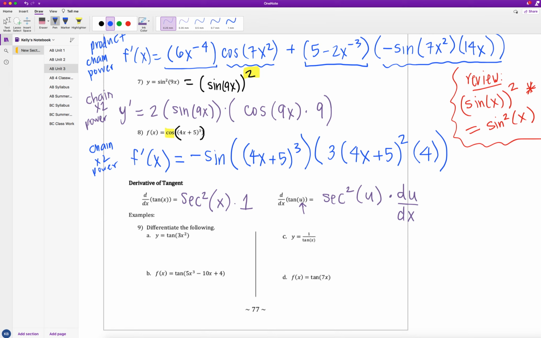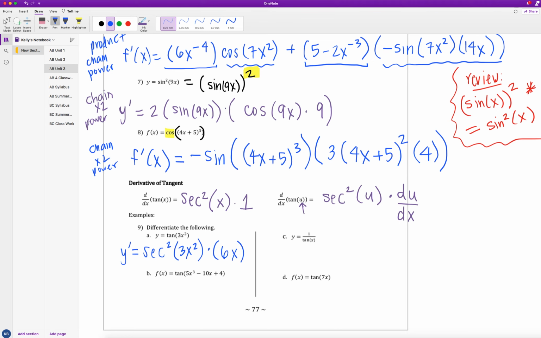So here we have, in part A, it says differentiate the following. Our first function says y equals tangent of 3x squared. So we're going to find y prime or dy over dx, doesn't matter what we call it, both of those mean the derivative. I have a composition, tangent is my outside function, 3x squared is my innermost function. Derivative of tangent is secant squared. Keep the inside the same, so the 3x squared stays the same, times the derivative of the inside, there would be a 6x by using the power rule.